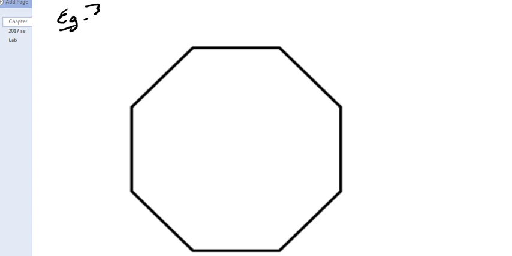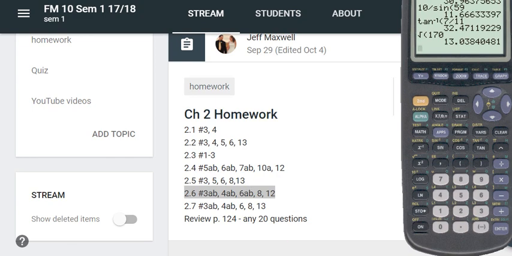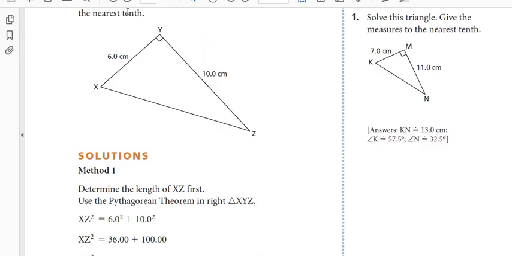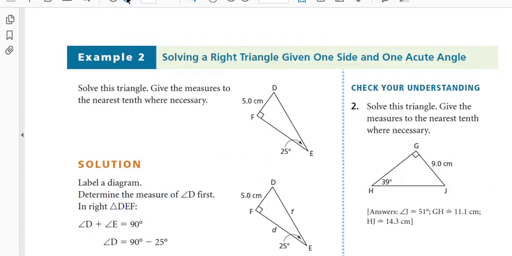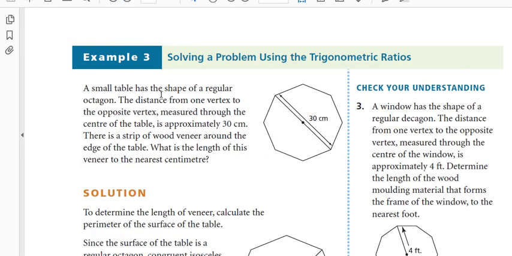Example 3 in your textbook. It says this: a small table has a shape of a regular octagon. Okay? So octagon, octopus, 8 legs, 8 sides, octagon. The distance from one vertex to the opposite vertex is 30, as in the diagram here.